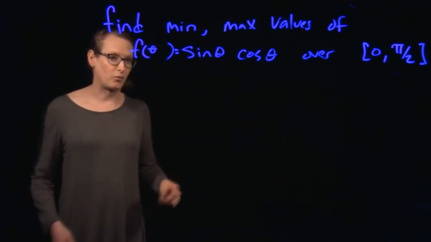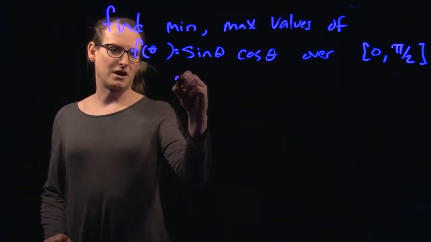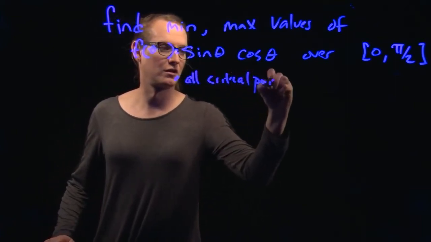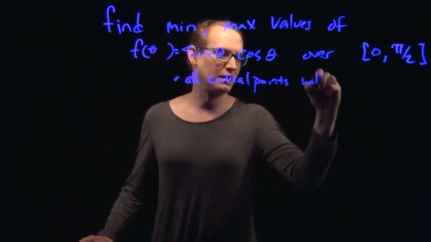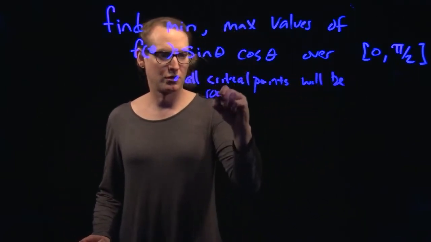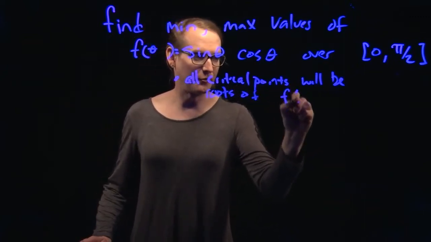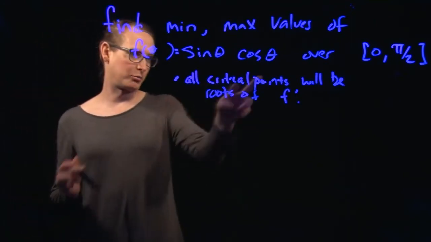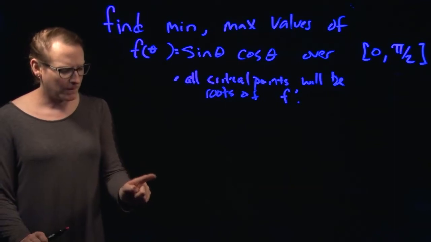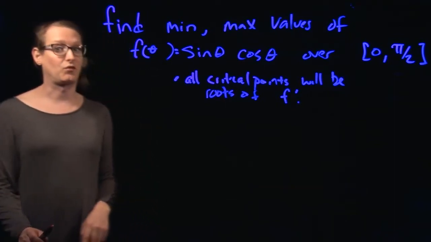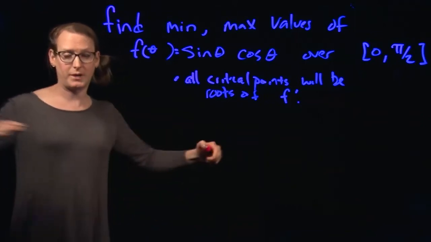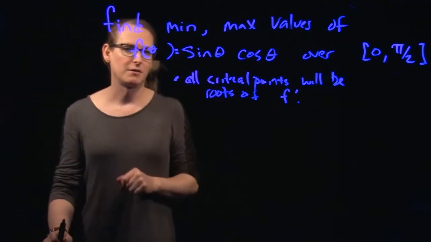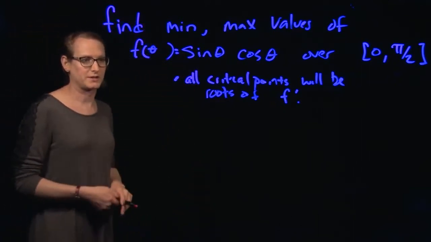And so the first thing I just determined is that all critical points will be roots of f prime. So critical points are places where either the derivative is 0 or where the derivative doesn't exist for one reason or another. Could be jumps, could be cusps, could be an essential singularity, right? And we just determined by reasoning about the function that it has no such points.